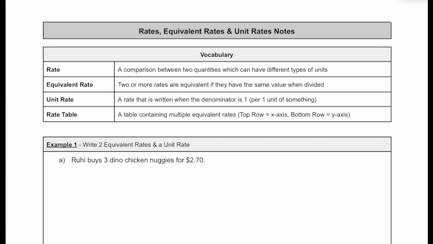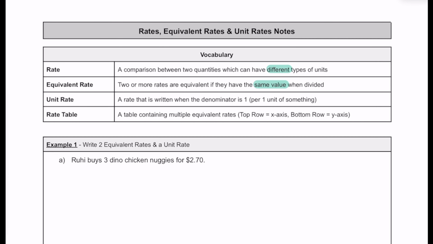So the first vocab word for today is going to be the rate, which means that we're comparing two different quantities that are going to have different types of units, as opposed to the same types of units like we're talking about with ratios. So I think it's important to note that we're talking about different types of units here. All right. Now, what about an equivalent rate? Well, an equivalent rate is just another rate that has the same value as another rate. So when they have the same value. All right. And so basically when we have a rate, if you take the first number and divide it by the second number in the rate, if the two rates are equivalent, you'll always get the same value.